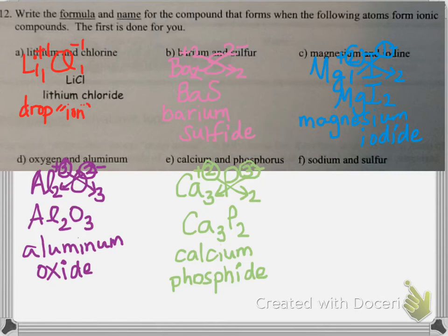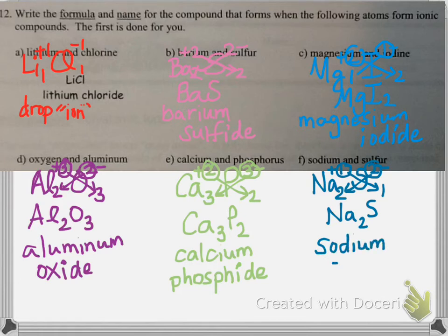So sodium and sulfur. Sodium's in group 1A, so it can lose 1 or gain 7. It's going to lose 1. Sulfur's in group 6A, so it can lose 6 or gain 2. It's going to gain 2. I crisscross down my numbers. I don't write ones, so it's Na2S. Sodium becomes sodium ion, sulfur becomes sulfide, so this is sodium sulfide.